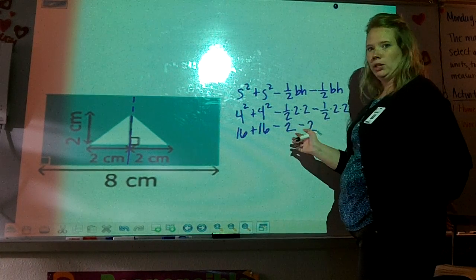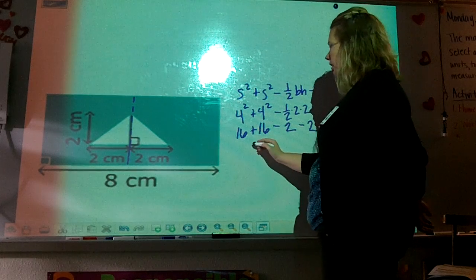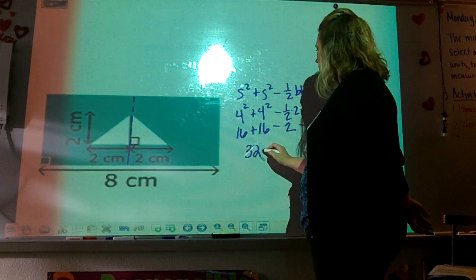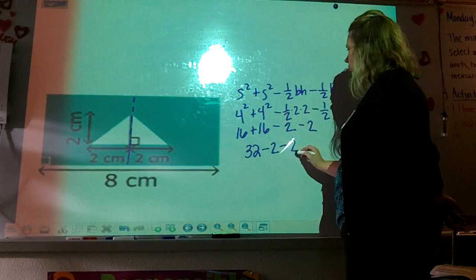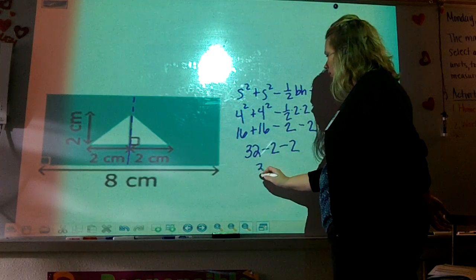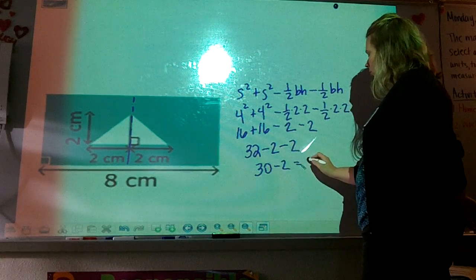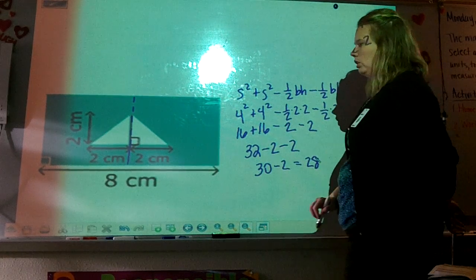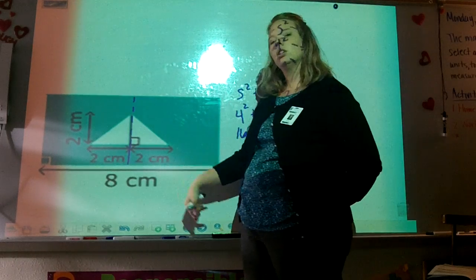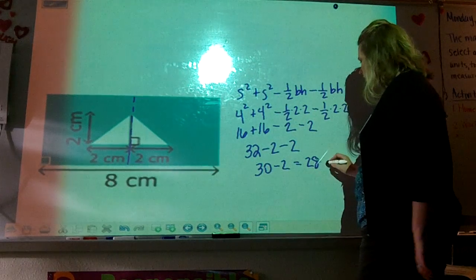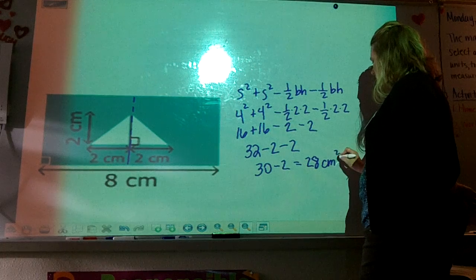So now I subtract it piece by piece. 16 plus 16 is 32 minus 2 minus 2. 32 minus 2 is 30, minus 2 is 28. Now I need to look at my units, centimeters, and I know the area is always squared, so it is square centimeters.